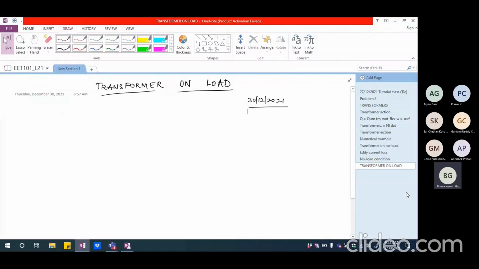Good morning. We were looking at transformers in the last class, and I mainly discussed the no load condition of the transformer. To summarize what we saw in the no load condition, we said that the primary will draw very minimal current under no load condition.